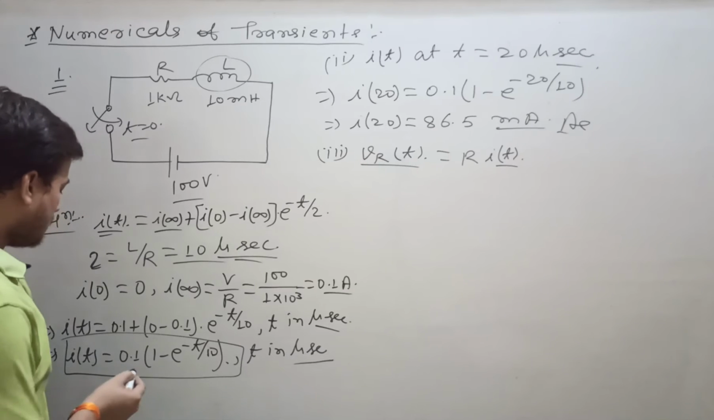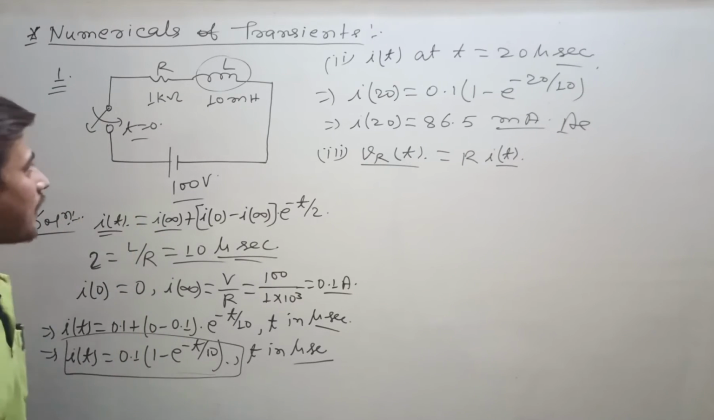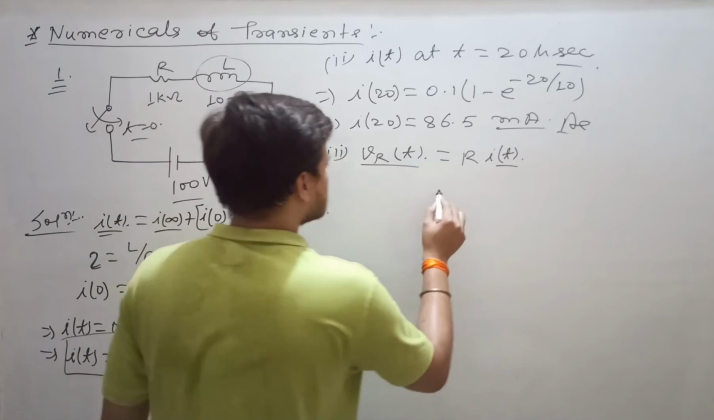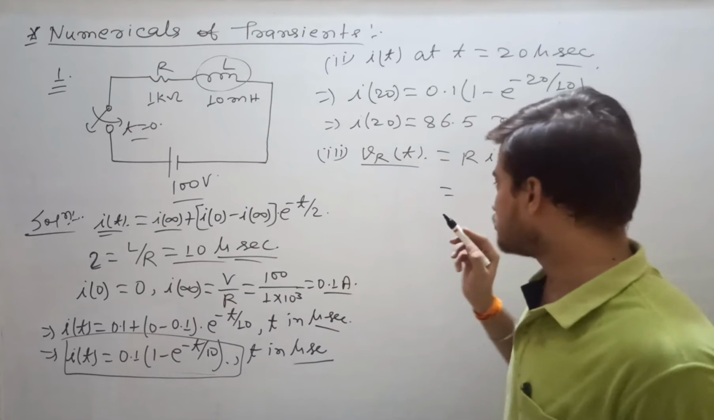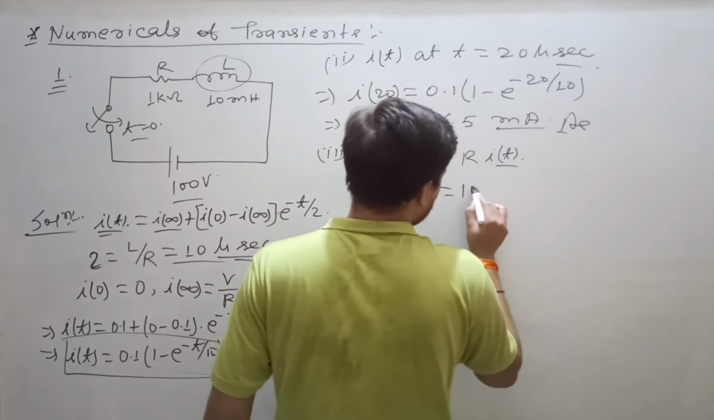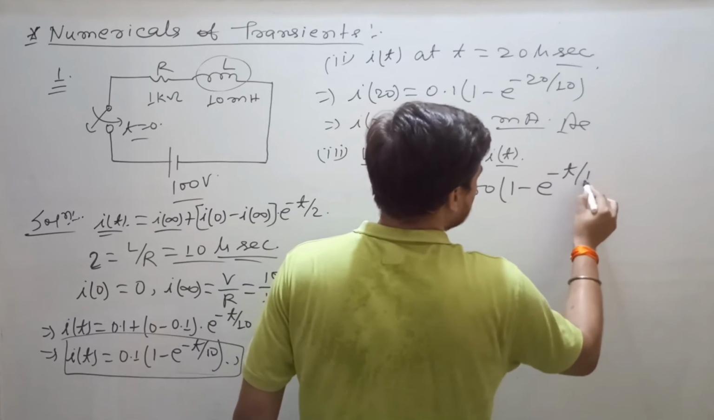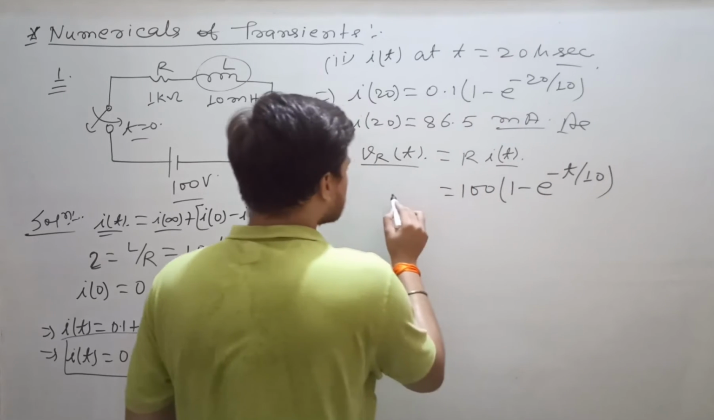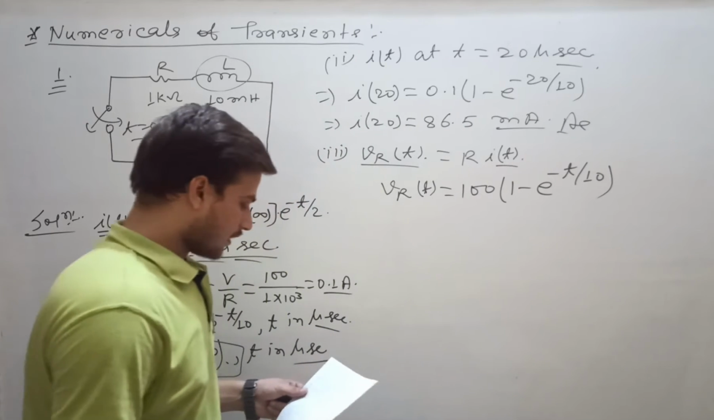So here you see the expression of IT is like this one. You are going to multiply with 1 kilo resistor. So 1 kilo, that means 1000 into 0.1, so it will be 100. It will be 100 into 1 minus e to the power minus t by 10. So this is the expression for VRT, voltage across resistor.